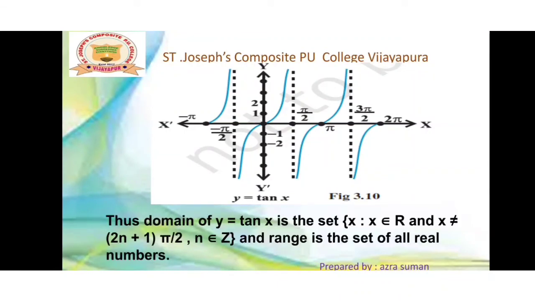Thus the domain of tan x is the set of all real numbers, except x should not be equal to (2n plus 1) pi by 2, where n belongs to Z, and the range is the set of all real numbers.